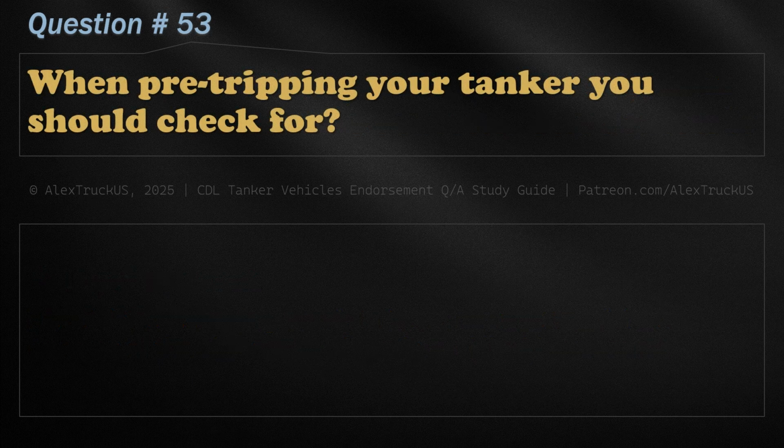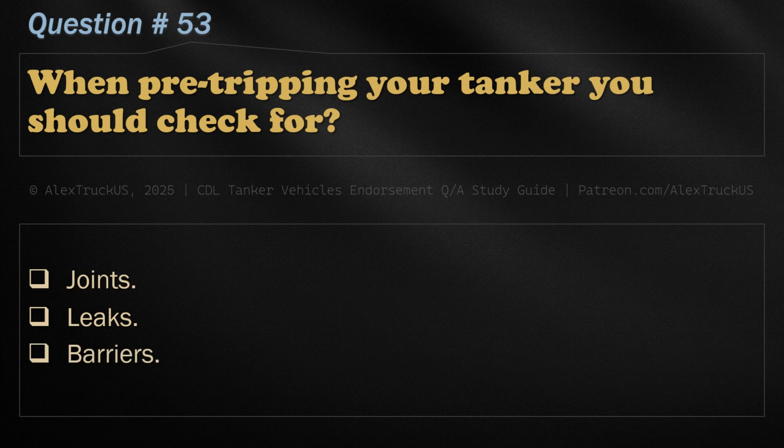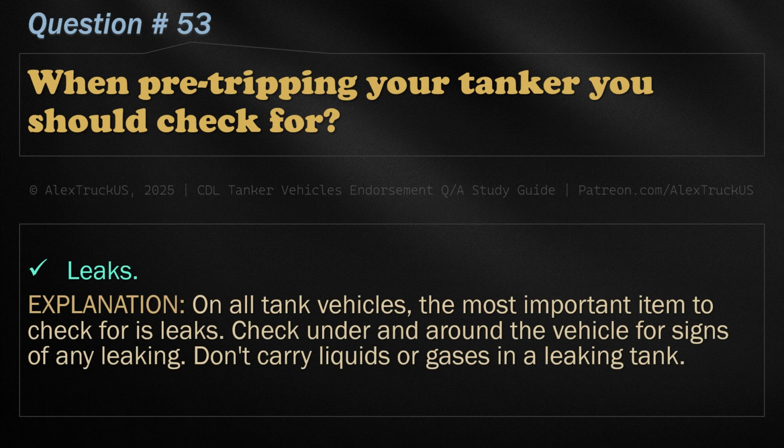Question 53. When pre-tripping your tanker you should check for joints, leaks, barriers. Correct answer is leaks. On all tank vehicles, the most important item to check for is leaks. Check under and around the vehicle for signs of any leaking. Don't carry liquids or gases in a leaking tank.